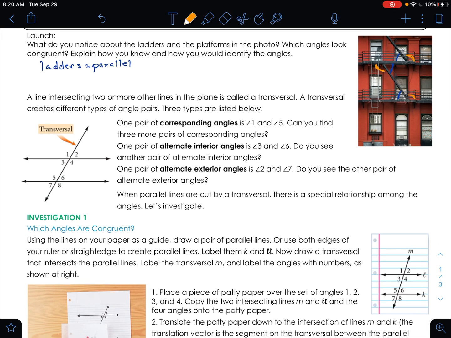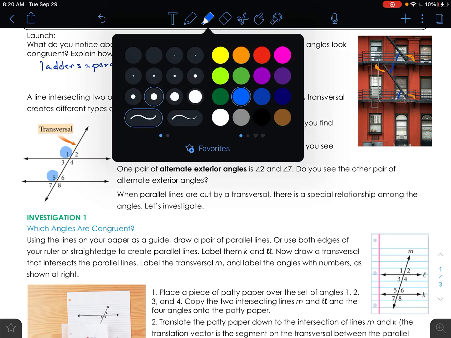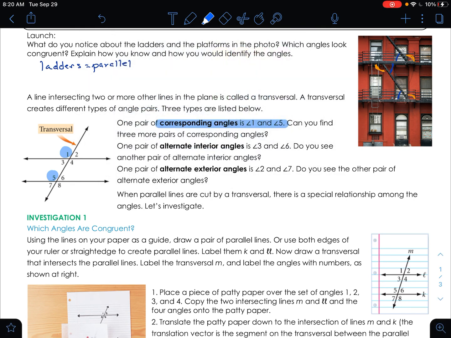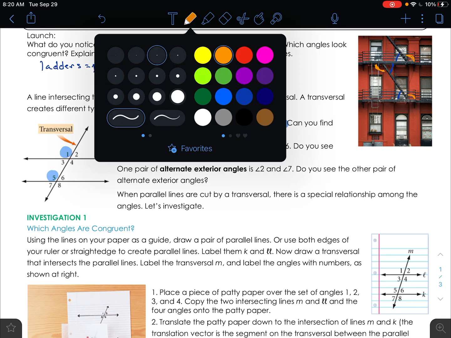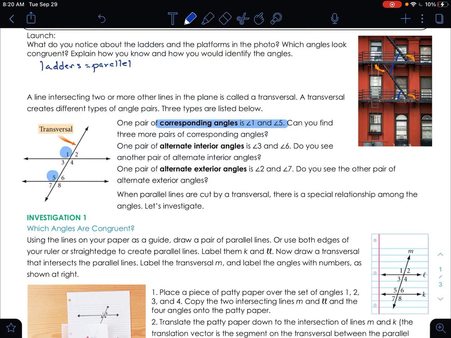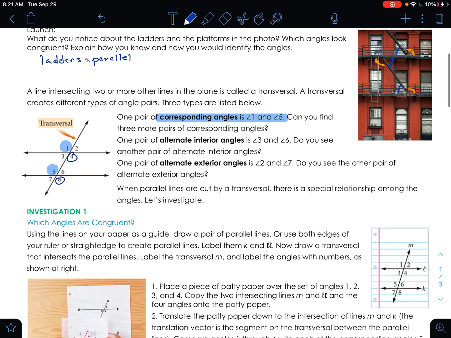So first, you have corresponding angles. An example of a corresponding angle would be angle 1 and angle 5. And another corresponding angle would be, for instance, 4 and 8. So we will define corresponding angles here in just a minute.